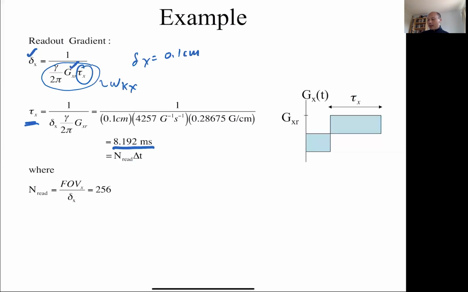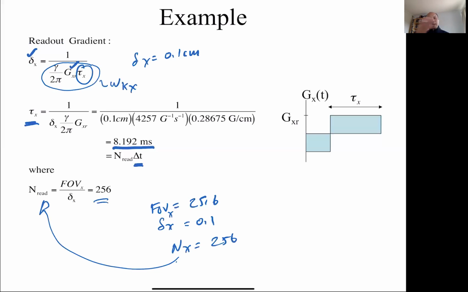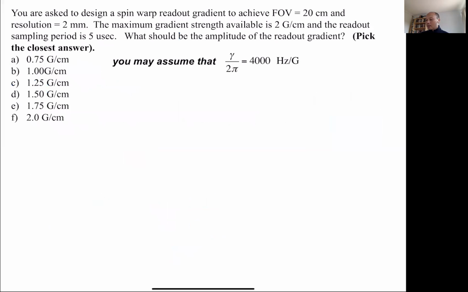which actually turns out to be the number of samples, 256 times delta t. And so that's a way you can sanity check. For example, the FOV was 25.6 and the delta x was 0.1, so we know that the number of samples in image space is going to be 256. So we better have the same number of samples in our readout direction as well, right?